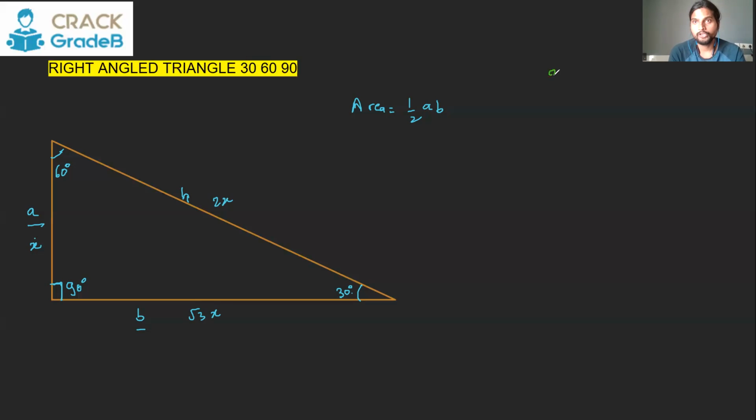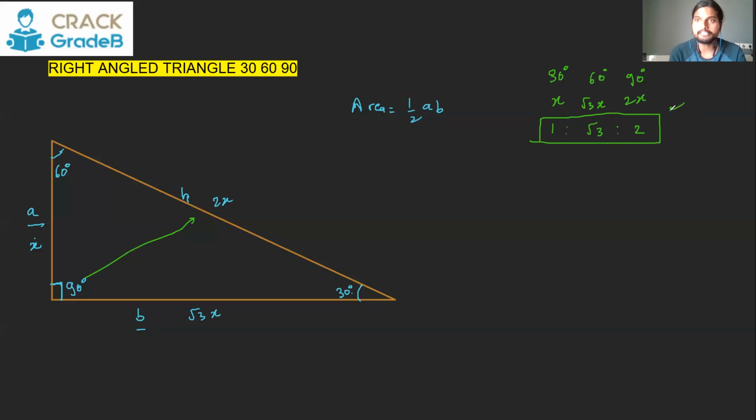So for the 30, 60 and 90 degree opposite sides, if the side opposite 30 degrees is x, the side opposite 90 degrees is 2x. It is going to be 2 times of it. And the side opposite 60 degrees is going to be root 3 times x. That is going to be fixed every time. That means if you cut out the x, it becomes 1 is to root 3 is to 2.